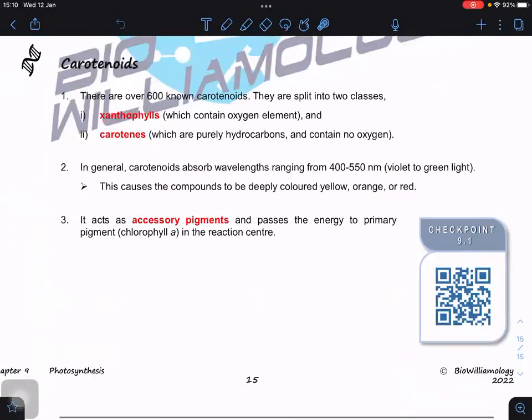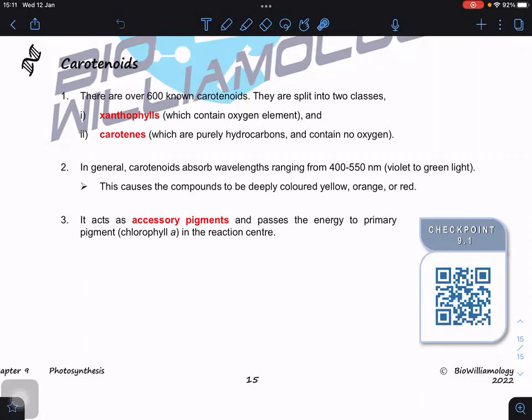So the last part, we look at the carotenoids. There are over 600 known carotenoids. It's not one type. Carotenoid is a big group of pigment, like chlorophyll is a big group of pigment as well, chlorophyll A, chlorophyll B. We can divide them into two classes. One is called xanthophylls, which contain oxygen, or carotenes, which are purely hydrocarbon and contain no oxygen.